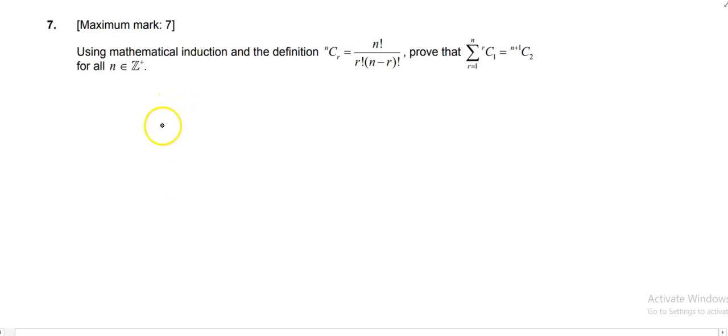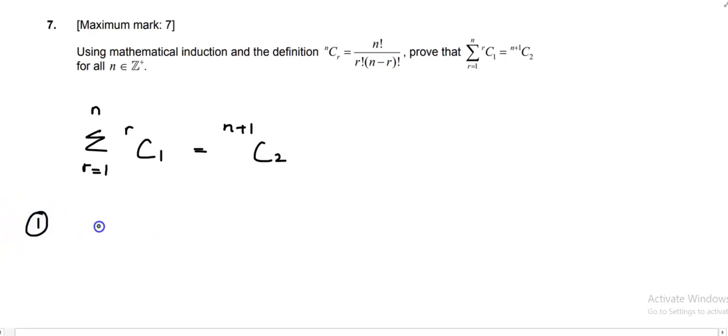Alright guys, now we have the next question in which we are supposed to prove that the sum from r equal to 1 to n of r combination 1 is equal to n plus 1 combination 2. So we just need to prove that the left hand side is equal to the right hand side by the principle of mathematical induction. So we can follow a series of steps to get to the answer.